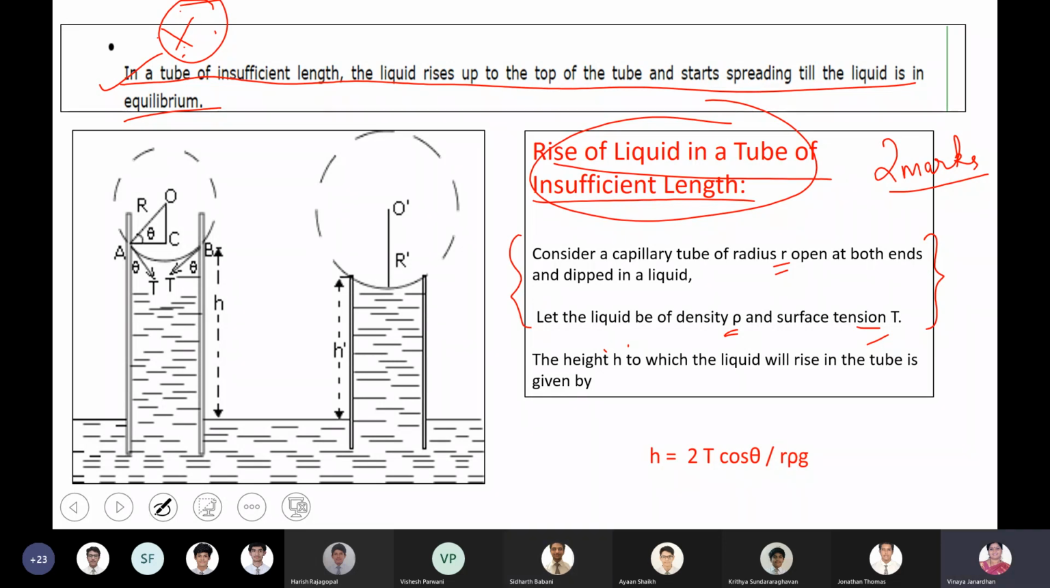Ma'am, once the liquid falls out, shouldn't it be a continuous process? No, it will not fall. That's what is being stated: it rises to the top of the tube and then it spreads out. Only what it does is change its radius of curvature. That rearrangement will be done by itself until it spills out. Its radius of curvature keeps increasing. R dash will be greater than R.